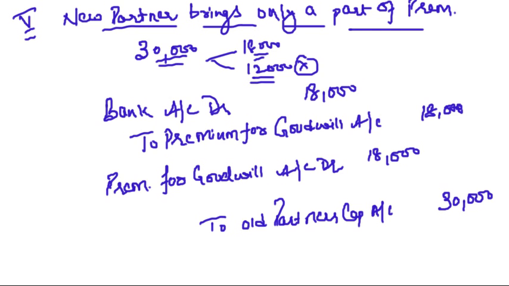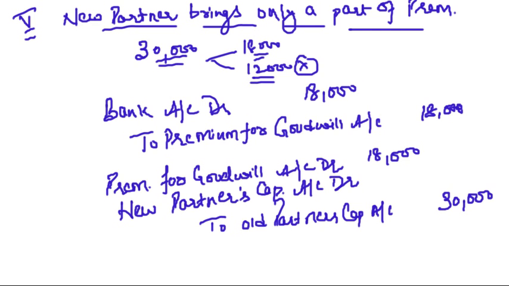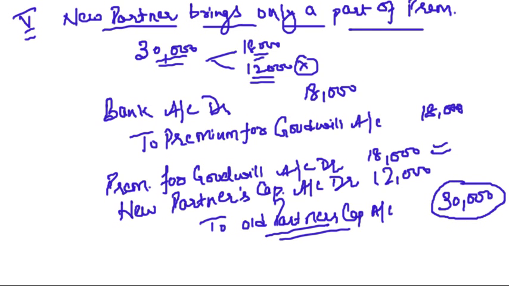Now what to do with the remaining 12,000? How to treat that remaining 12,000? See, that remaining 12,000 is to be recovered ultimately from the new partner only, because the old partners must get their share of 30,000. So what we will do is we will debit the new partner's capital account. He becomes our debtor. We have to recover that amount of 12,000 from the new partner. I'll say new partner's capital account debit 12,000. The old partners must be compensated with 30,000 and not only 18,000. This 12,000 we will ultimately recover from the new partner only. Clear?